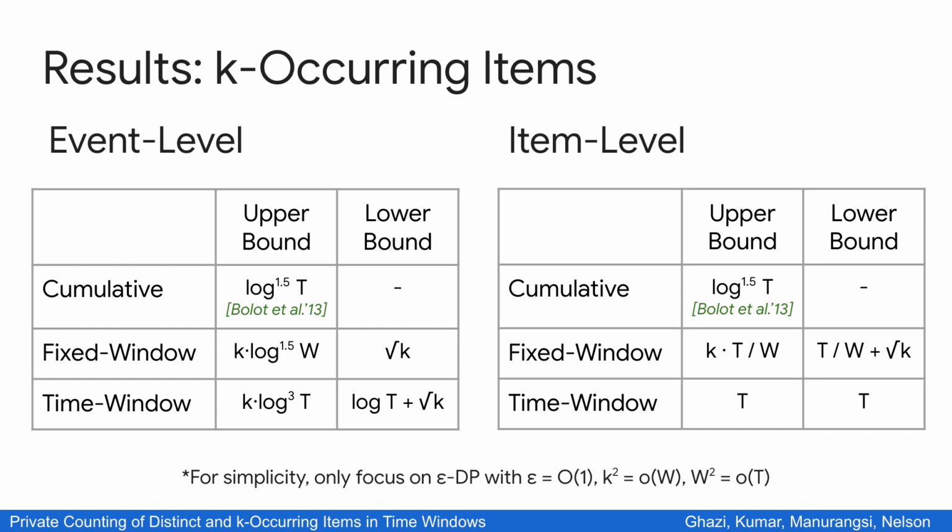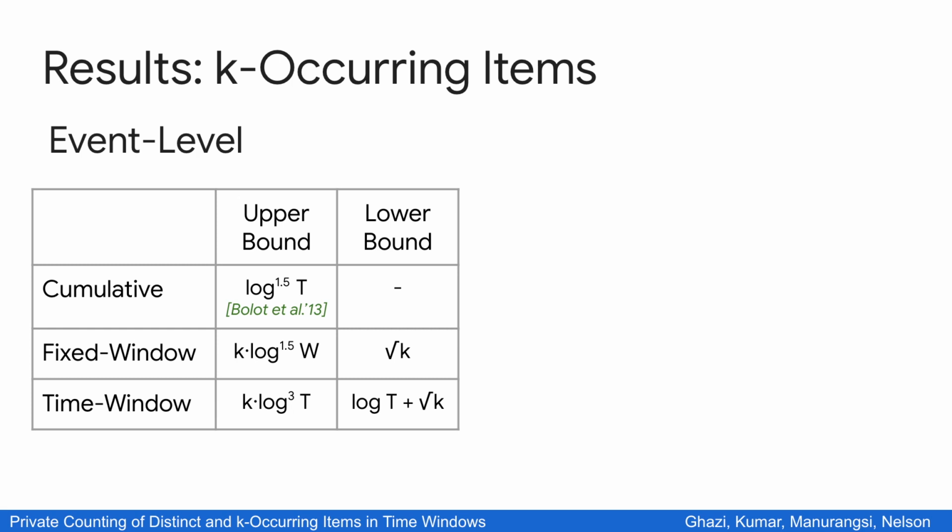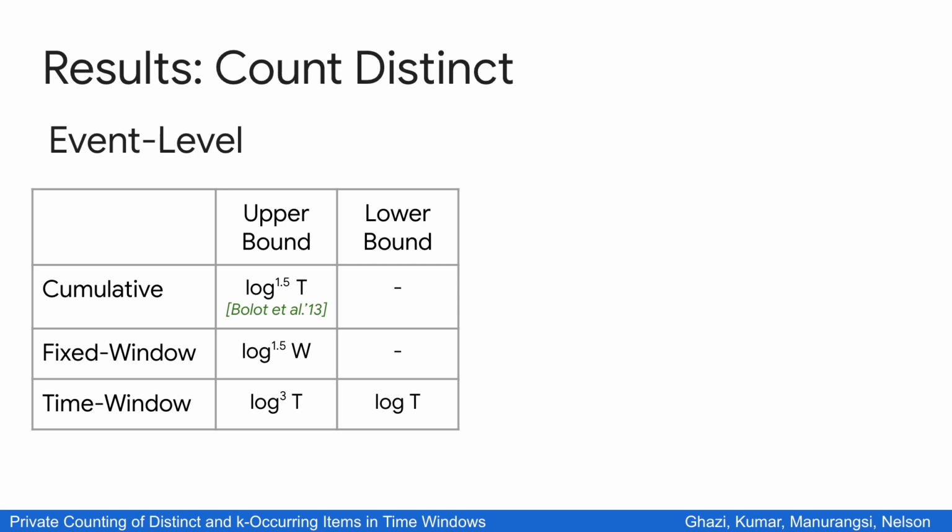So those are roughly the high level overview of our result. We'll next move on to how we prove these results. And for this, we will just focus mainly on the event level setting. And not only that, to make it even simpler, we will focus on only k equals 1 case, or the count distinct problem.